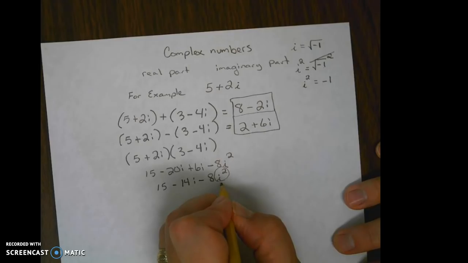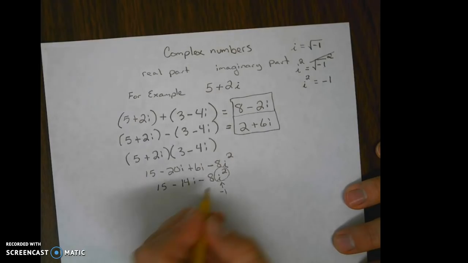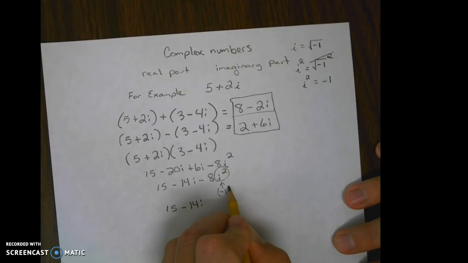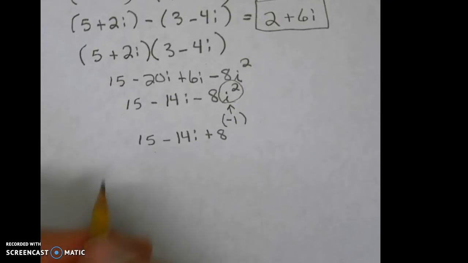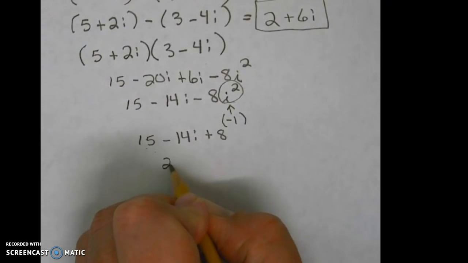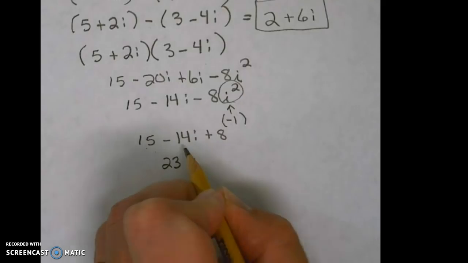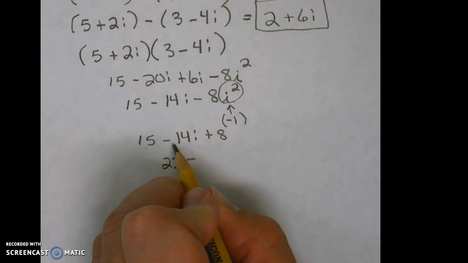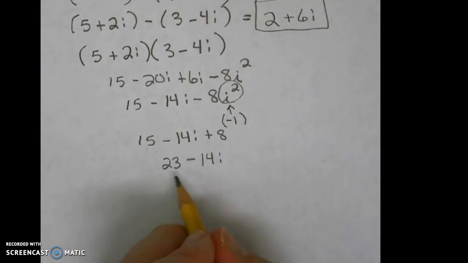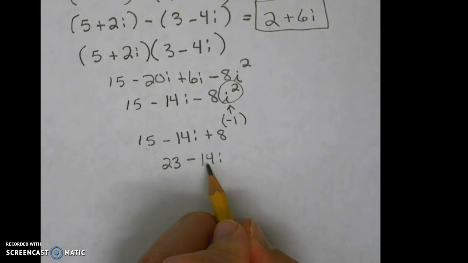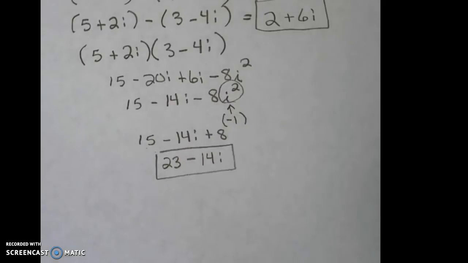So we can substitute that in for i squared. So we end up with -8 times -1, which is +8. Okay, combining like terms, 15 plus 8 is 23. And remember, never combine an imaginary number with a real number. Complex number, real part, imaginary part. Okay?